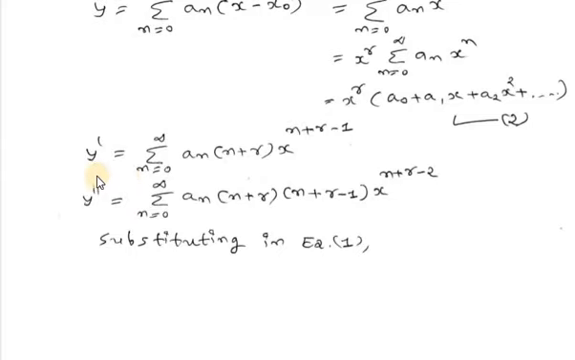Now again we will find the derivative of this equation. So the derivative of y dash is y double dash, and that equals summation or sigma n equals 0 to infinity a_n (n+r), and the derivative of x^(n+r-1) will become (n+r-1) into x^(n+r-1-1), and minus 1 minus 1 becomes minus 2.